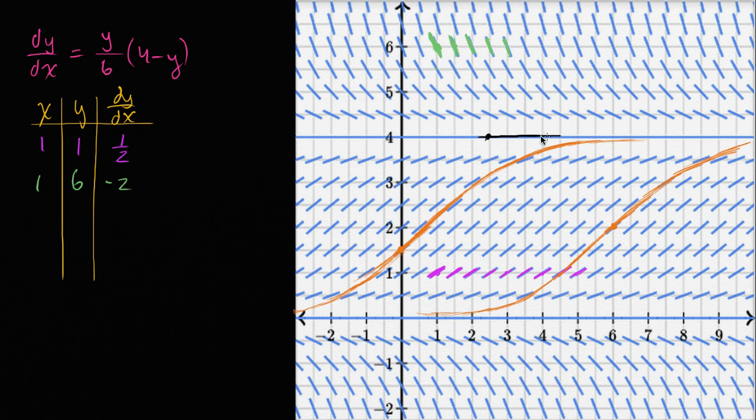And as long as our y value doesn't change, our y value is going to stay at 4, so our slope is going to stay 0. So we actually already found that this is a solution to the differential equation. y is equal to 4 is a solution to this differential equation. And you can verify that that is a solution. When y is equal to 4, this right-hand side is going to be 0, and the derivative is 0 for y is equal to 4. So that is a solution to the differential equation. And the same thing for y is equal to 0. That is also a solution to the differential equation.